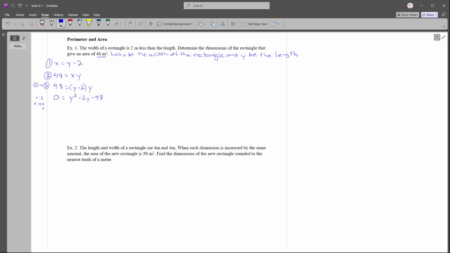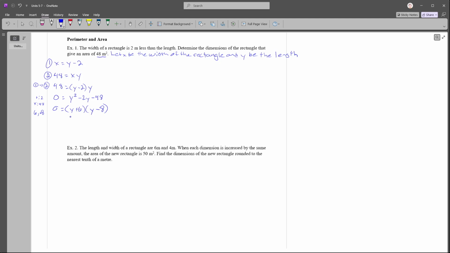So 1 and 48, no. 2 and 24, no. 3 and 16, no. 4 and 12, no. 5 doesn't go. 6 and 8, oh, 6 and 8 go. Yes, we can do that. So if we have 6 and 8, this tells me that they're different, and this one tells me the bigger one is the negative. So that means we have 6 and negative 8. All right, so we have our equation. So y is equal to y plus 6 and y minus 8.